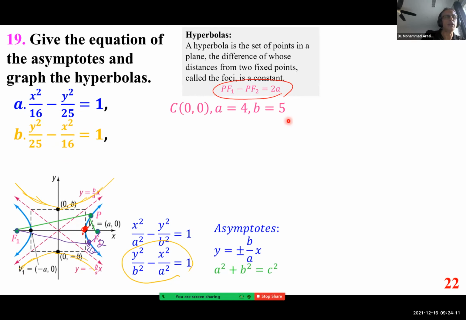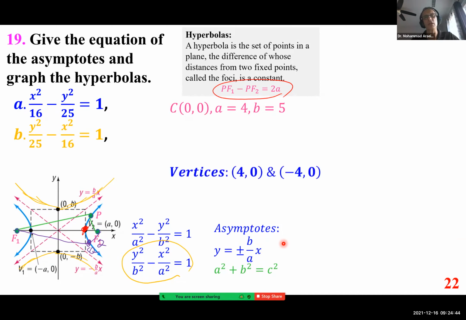Now let's go and stick with part A. In the case of part A, we have different vertices. This one is like the blue one here, open sideways with the A of 4, B of 5. So this location is 4, 0, and this location is minus A, or minus 4, 0. So we can also calculate the asymptotes, plus minus b over a times x, which is identical for both cases.